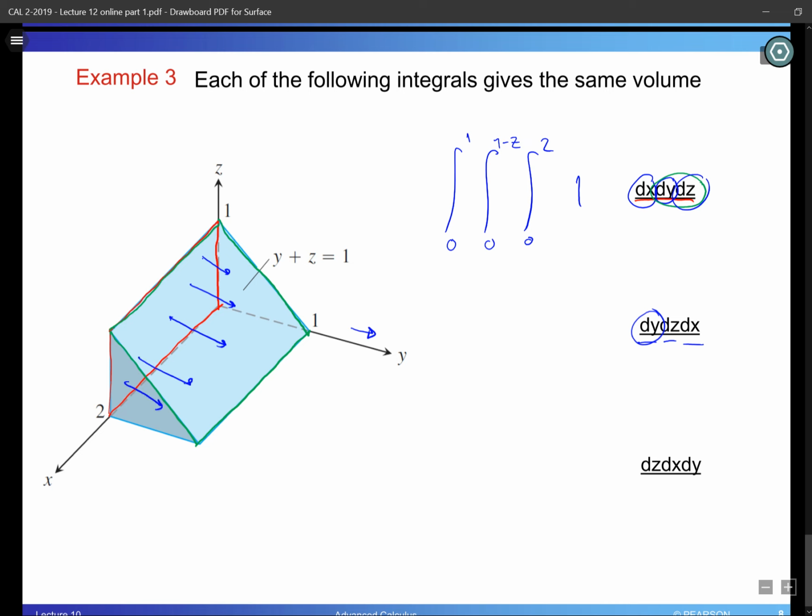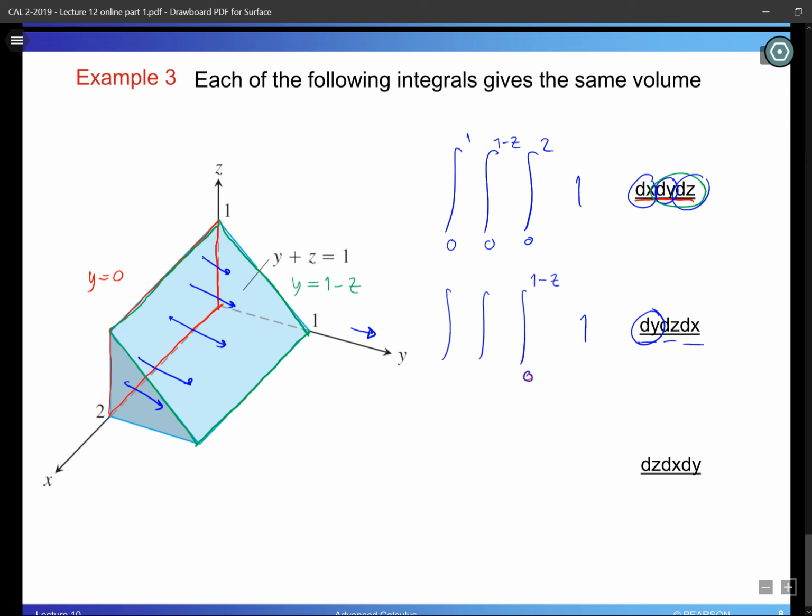Okay, now let's translate these planes into equations. The red plane right here is y equal to 0, and the green plane, it's given to you, y equal to 1 minus z. So we can put things in place. The first boundaries are found here. y starts sweeping from y equal to 0 to y equal to 1 minus z.